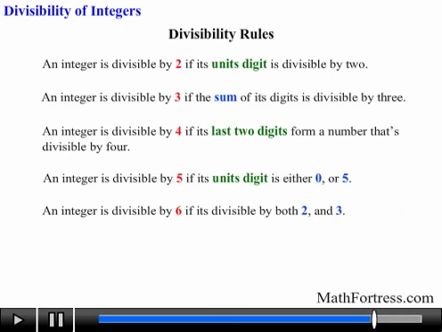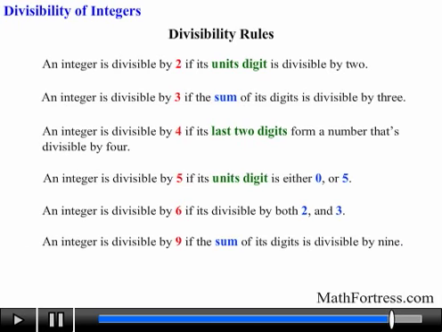An integer is divisible by 6 if it's divisible by both 2 and 3, like in 204. This integer is divisible by 2 because its units digit is 4, and is divisible by 3 because the sum of its digits, 2 plus 0 plus 4 equals 6, which is divisible by 3. Hence, the integer 204 is divisible by 6.